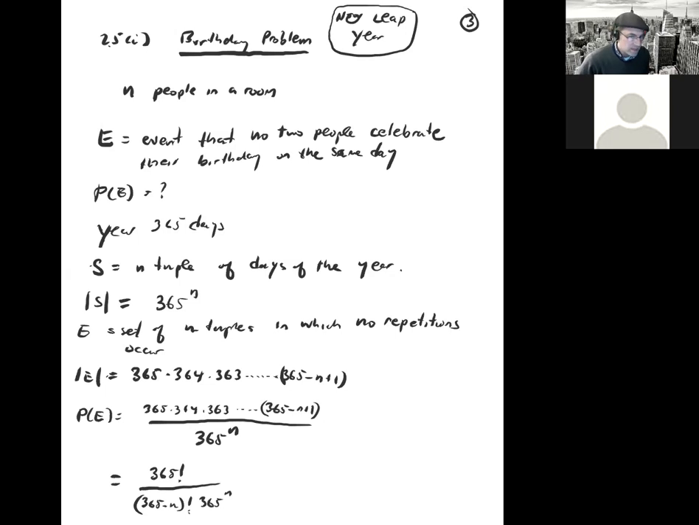Okay, so that's the probability, but now I want to ask two questions, because I didn't even ask the question. I computed the probability of E, and that's the answer, but I'm going to ask a different question now. So let me save this and then clear the board.